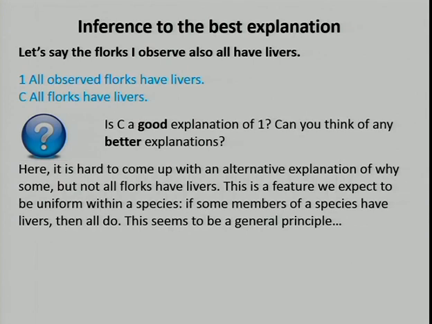Why? Because we have a general principle. If some members of a species have livers, we expect this to be true of all of them, right? We don't expect there to be an animal such that some florks have them and some don't. That would be really, really weird. So in that case, we can say that seems to be a general principle. That seems to be a good explanation.